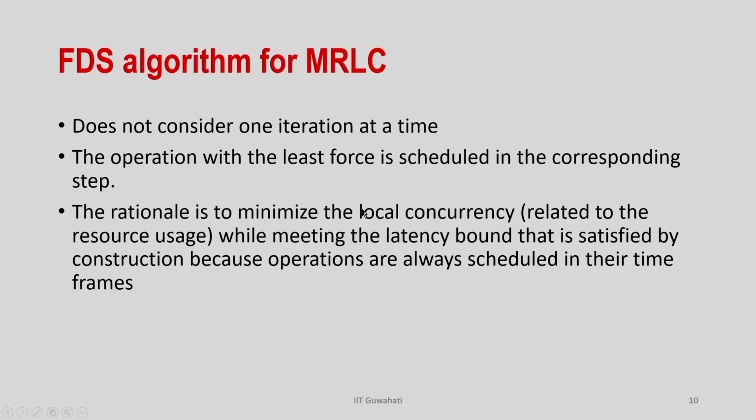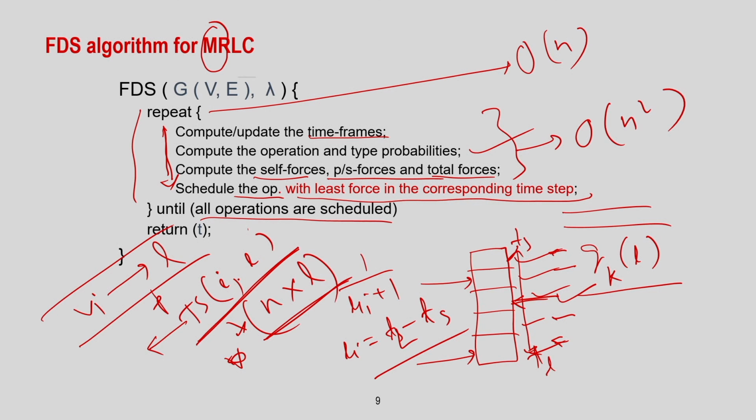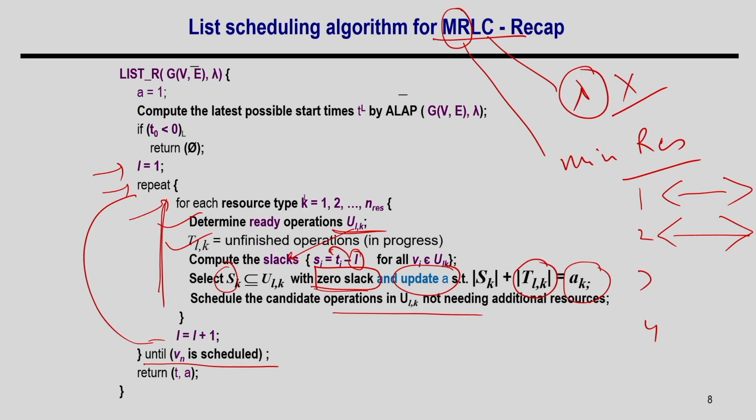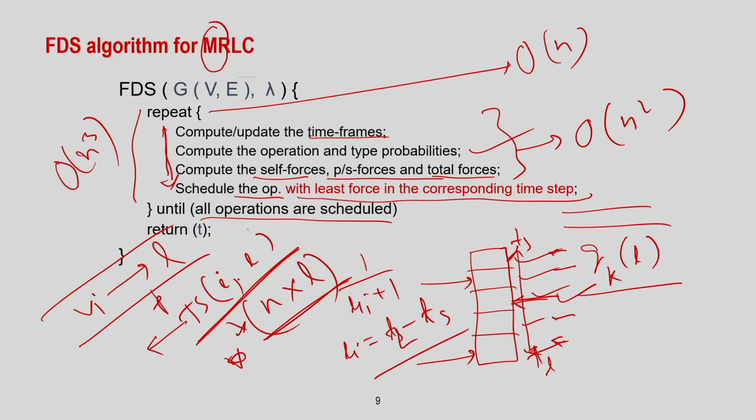because the predecessor force and successor force calculation was complex. So, it is n square, and the overall complexity of this algorithm is order of n cube. But this algorithm is completely different from the MRLC algorithm, which is based on list scheduling, because here I am not going time step wise, I am going operation wise.